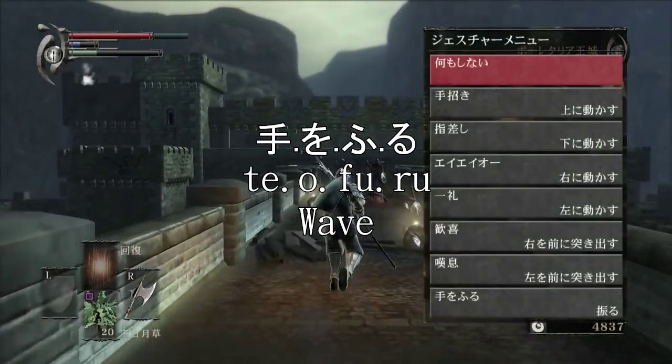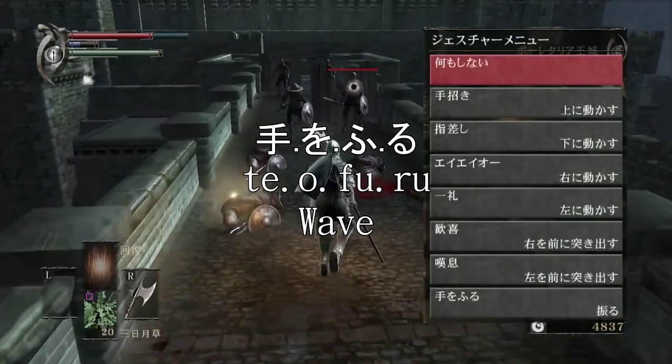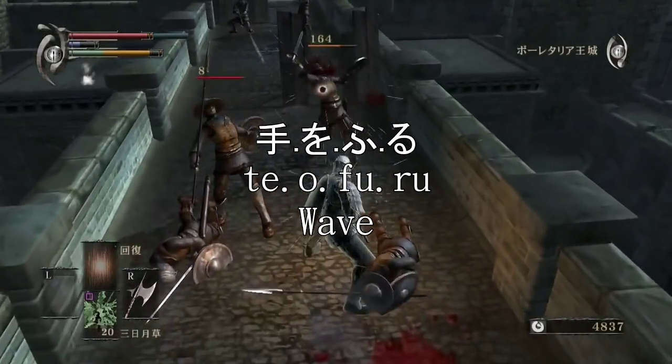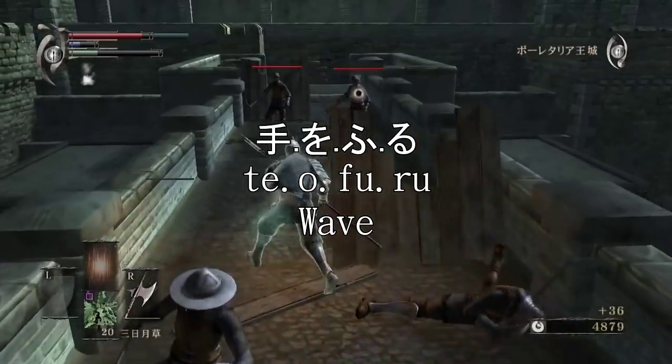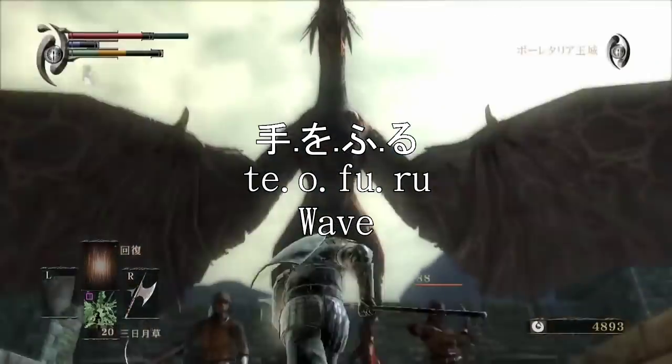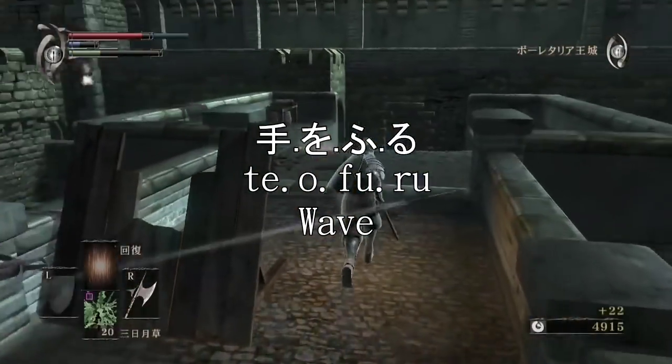Te o furu, wave. Te is hand, which we've seen before. O is a marker, meaning we're using the hand in some way. And furu means to shake or wave. So, shake the hand or wave the hand. Take the hand and wave it.